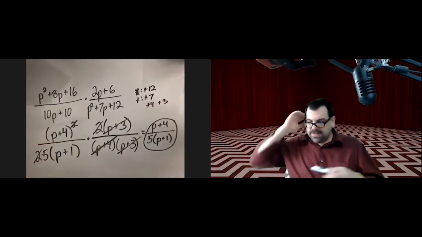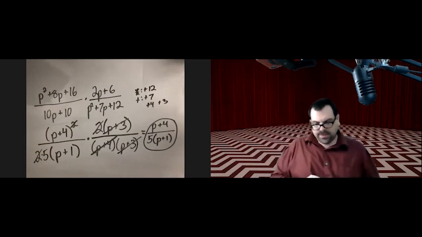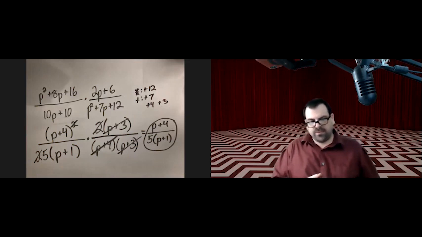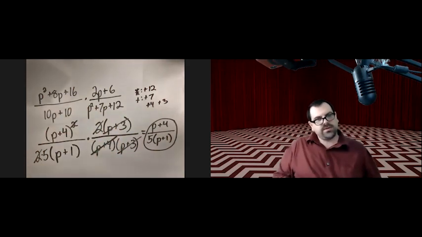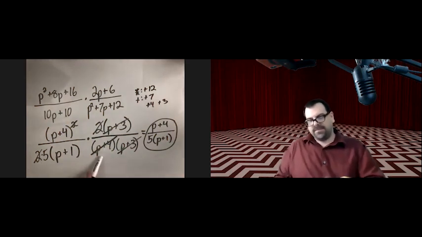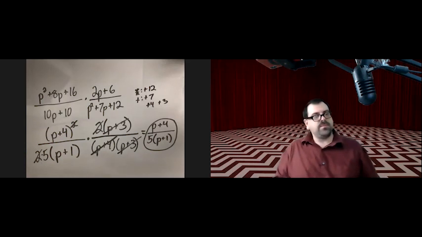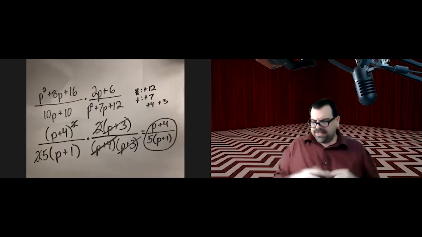And again, we won't need to mention that p can't be negative 3, that p can't be negative 4. But we do want to show the work so that when we look back, we can see, hey, we did factor, cancel a factor of p plus 4 in the bottom.